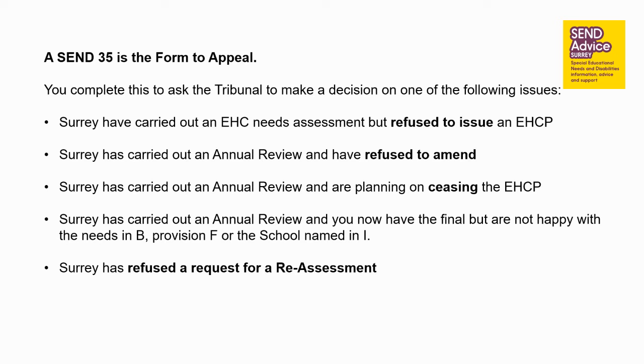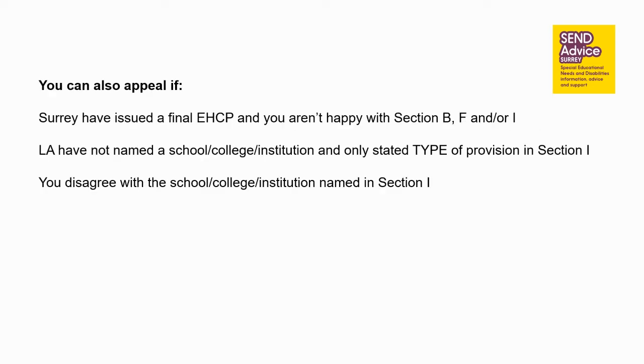If you're appealing a refusal to assess, you must complete a different form, a SEN 35A. You would complete the SEN 35 if Surrey have issued a final EHCP and you aren't happy with section F, B, or the school named in I. Or if the LA have not named a school and only stated type of provision in I, or you disagree with the school named in section I.